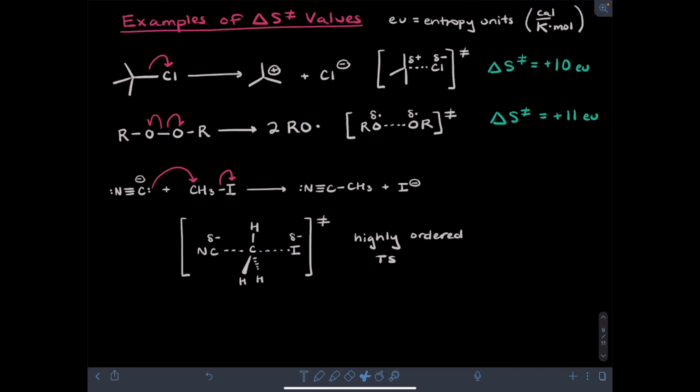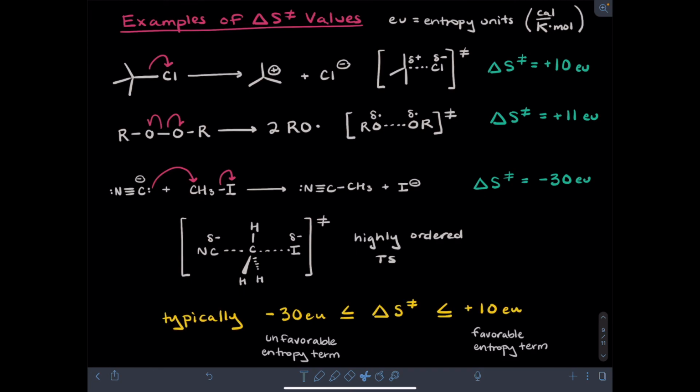Because the nucleophile needs to come into this very specific site opposite the leaving group, we would call this transition state highly ordered. Like the molecules had to come together in exactly the right orientation in order for this reaction to proceed. And also notice that at the transition state, this looks like one molecule rather than two molecules. Going from two molecules to one, and especially one that's highly ordered, is not favorable entropically. This gives me a large and negative delta S double dagger value of negative 30 EU.